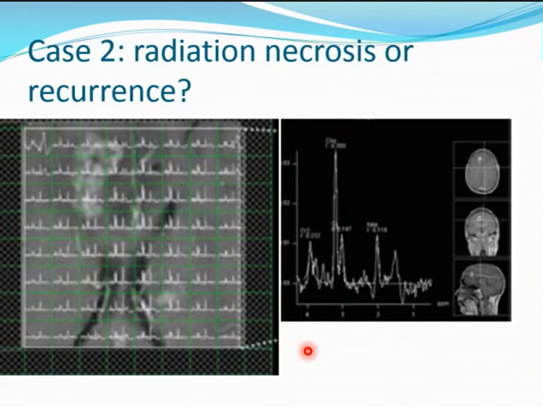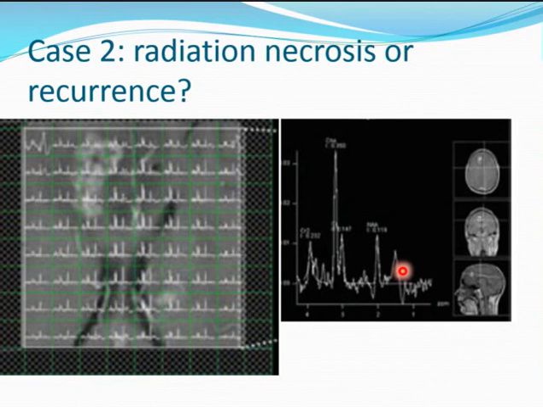So, this is another case. Is it a radiation necrosis or a recurrence? Anyway, I don't think it's very well seen, the resolution is low, unfortunately. However, we can see in this spectrum, this is the choline, it's high, NAA is low, and you have this lactate peak. So, what do you think? Is it radiation necrosis or a recurrence?